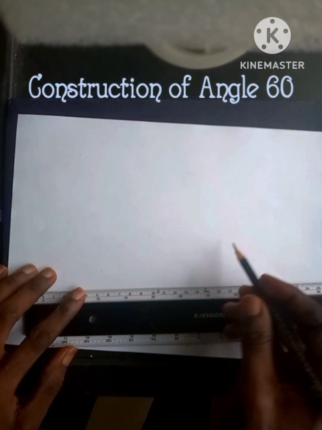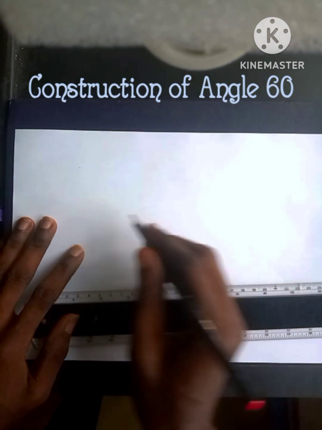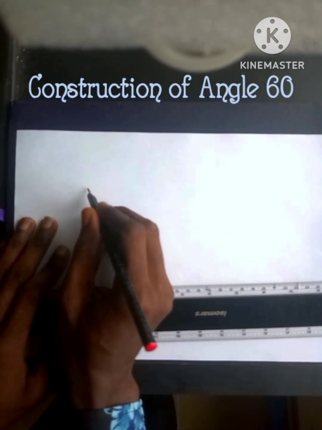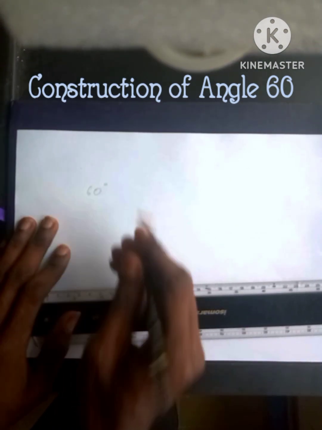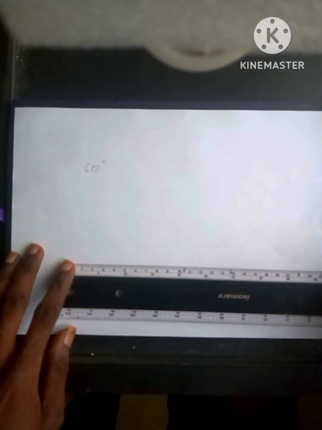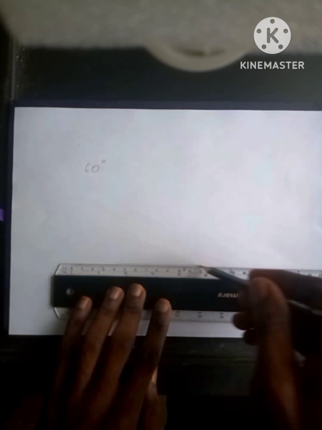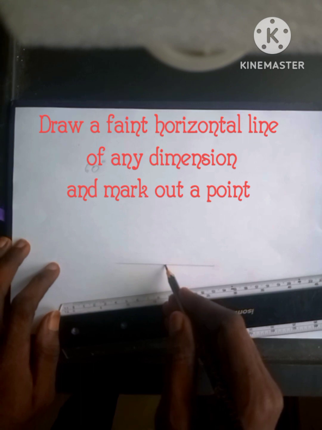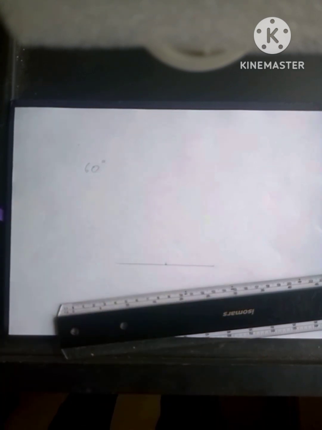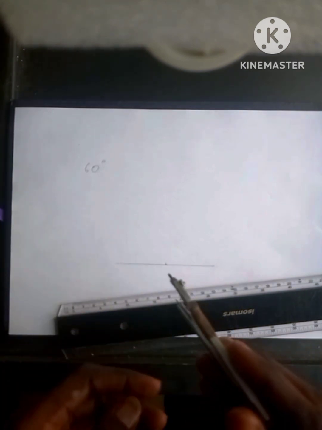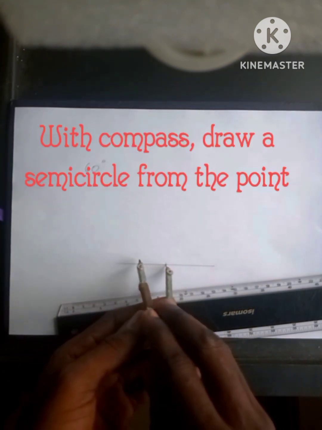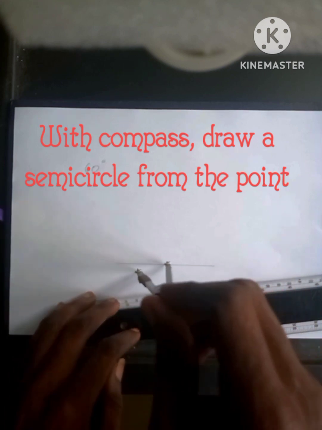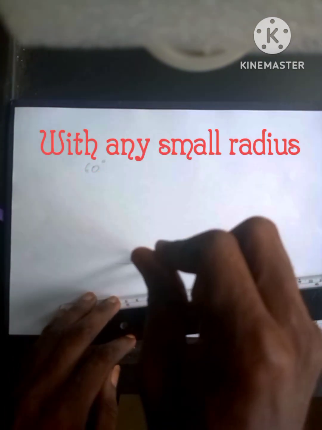The first acute angle we are going to take is 60 degrees. So how do we construct 60 degrees with a compass? To construct 60 degrees, draw a straight horizontal line. From that line, mark out a point. The line is of no dimension, just a straight horizontal line. Take your compass, and with a small radius, 2 or 3 centimeters, put it at the point and draw a semicircle.